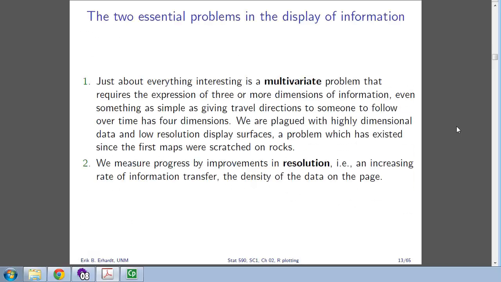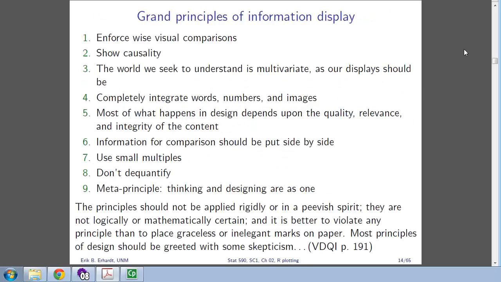So there are 2 essential problems in the display of information. One is we have data that's multivariate, and for practical purposes we only have 2 dimensions to display that information in. So we really have to think about how to get the high dimensional onto a low dimensional surface to reveal ideas. And the second is resolution. How much can you actually fit on a page and have it still be understandable? And let's try not to waste too much space when we display data as well.